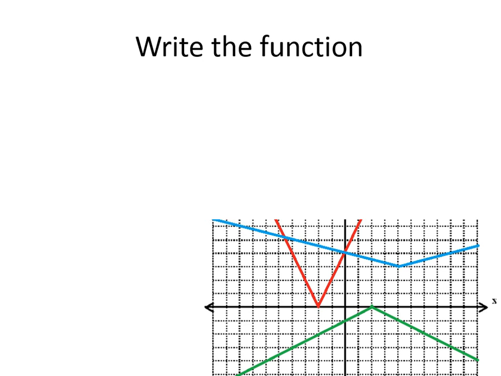The first thing we want to identify is the changes. If we look at the red one, we go left 2, which means we're going to go plus 2, so it's going to be x plus 2. And then we don't change it vertically. Now if we look at the slope, we go up 1 over 2, which means we would have y equals 1/2. So that's for the red one.